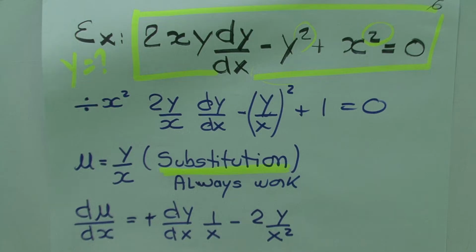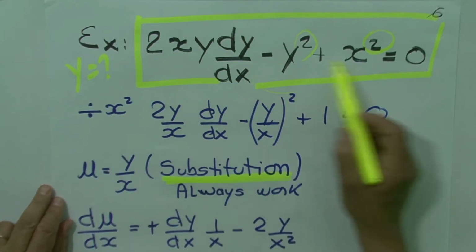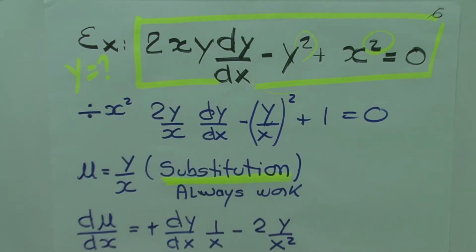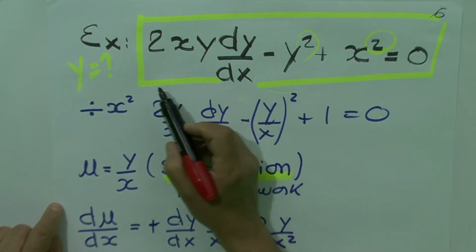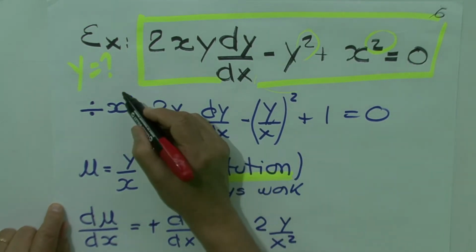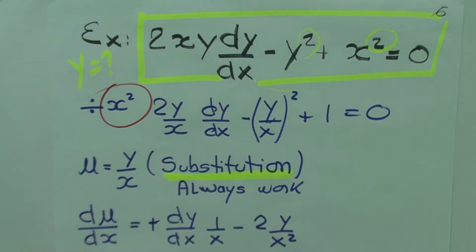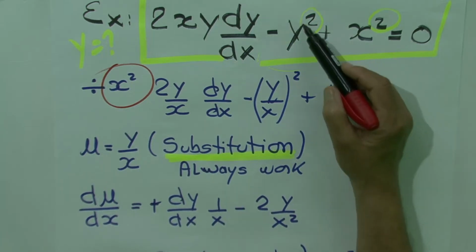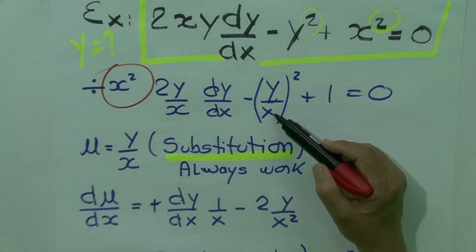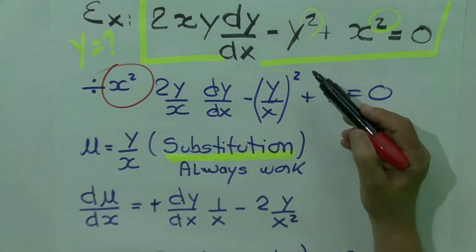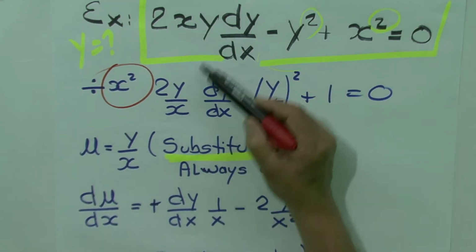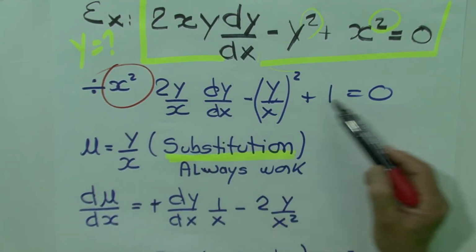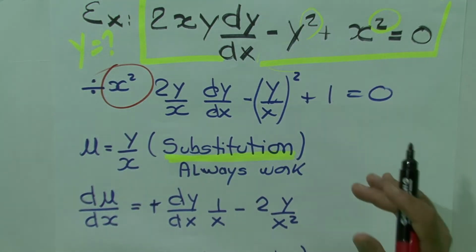It's another method. You're going to change variables. It always works well. I'm going to use this example to explain how you do it. Let's take this equation and divide by x squared. If I divide this equation by x squared, here I get 1. Here I get y squared divided by x squared. Here I lose one x, but I have y over x. And dy dx, I cannot do anything.